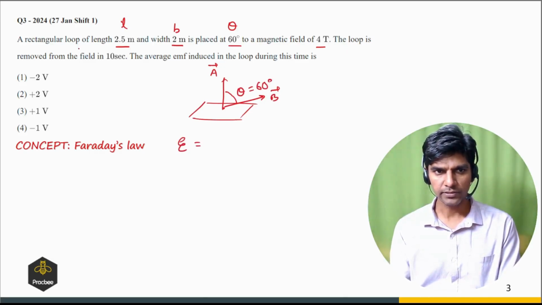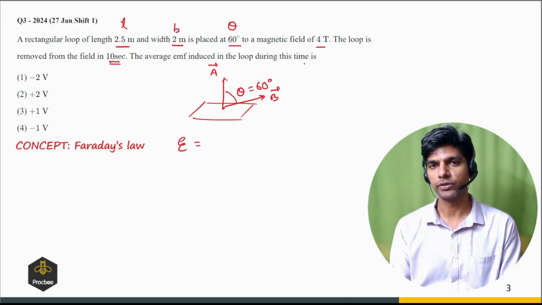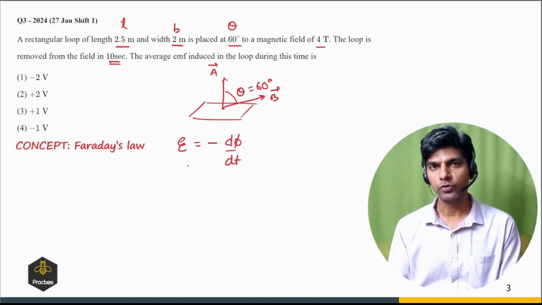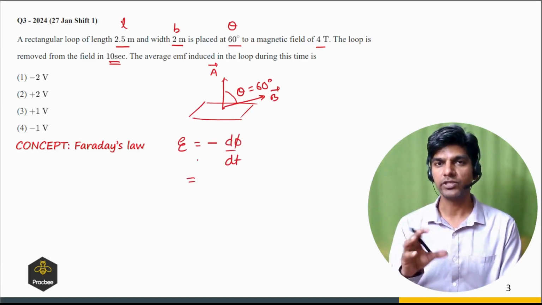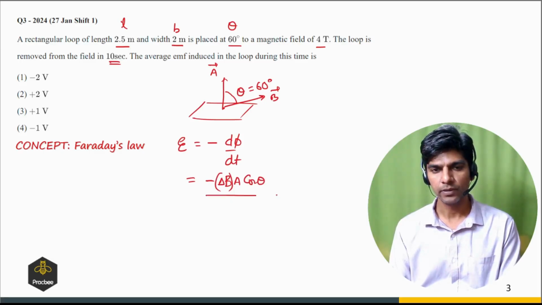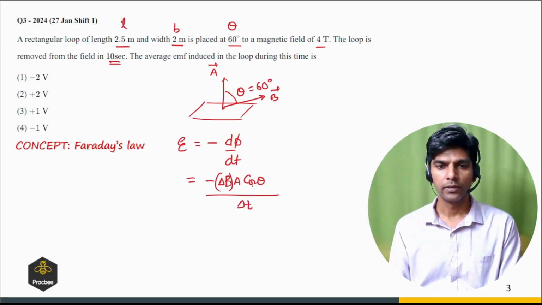The loop is removed from the field in 10 seconds. The average EMF induced in the loop during this time. So EMF induced will be minus dφ by dt. Or since we want to find the average value, we'll find the change in the flux in that duration. So it can be written as minus ΔB A cos θ divided by Δt, right?